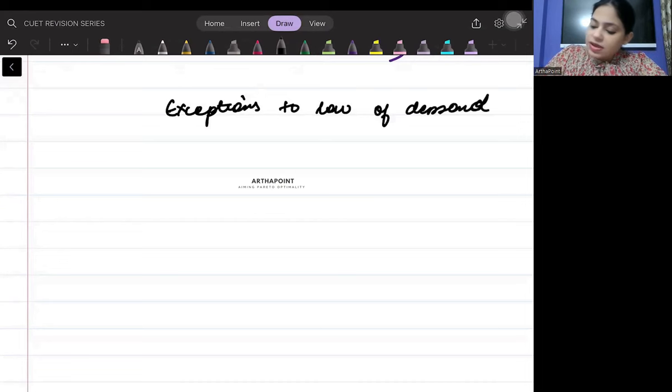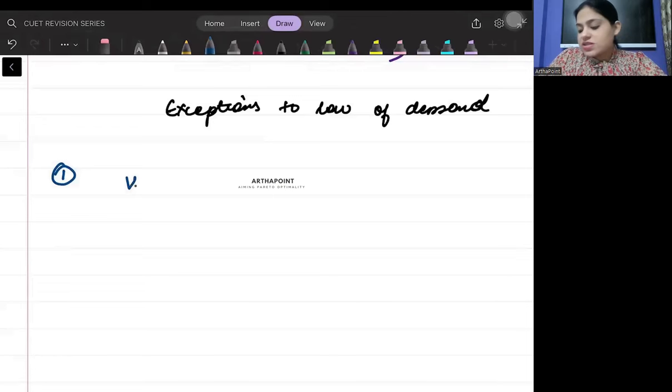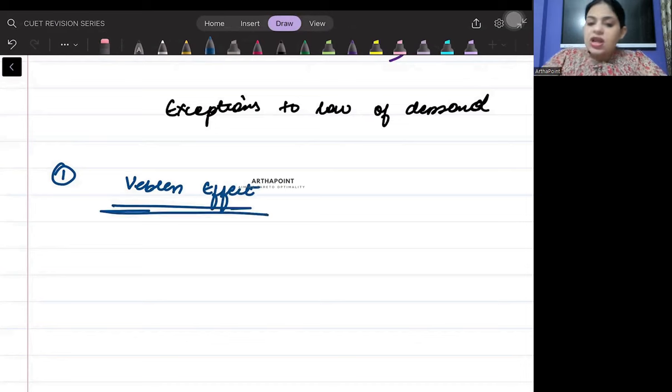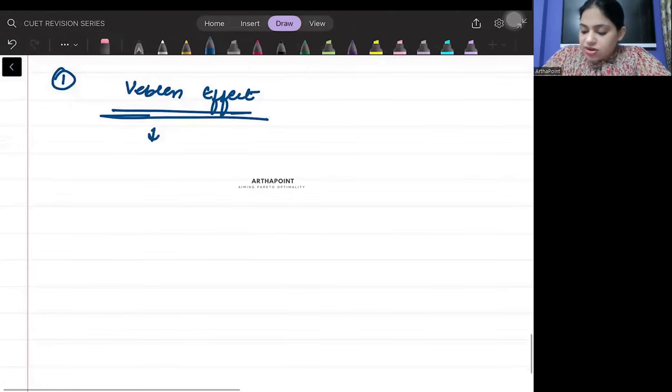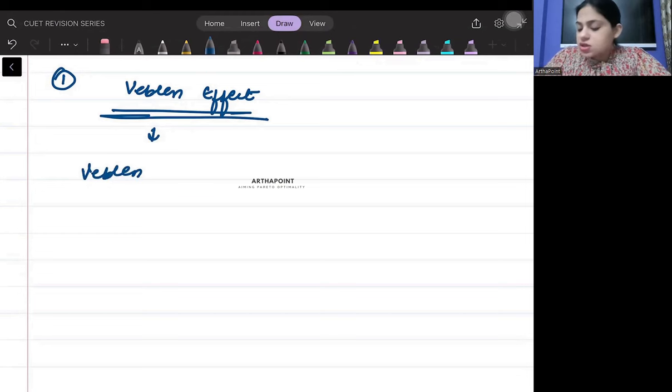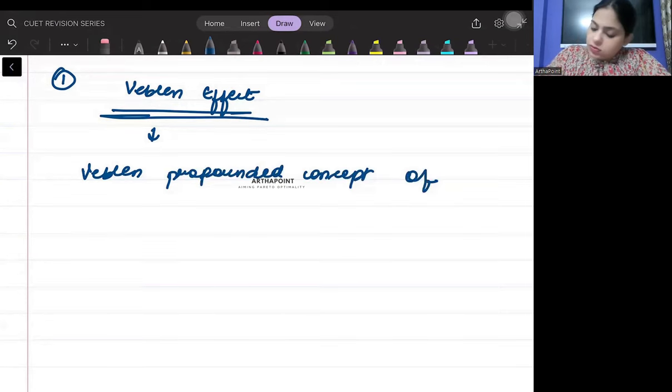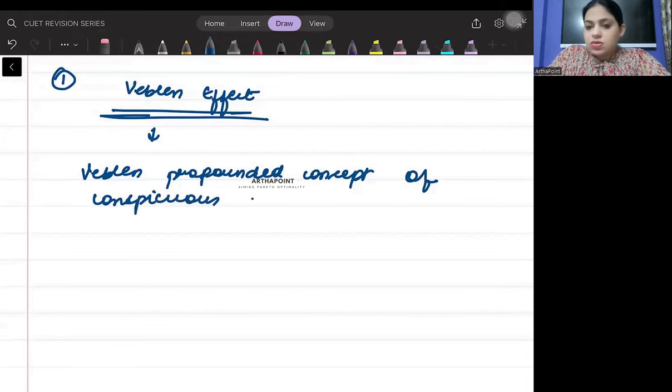Right, beta? Exception number 1. This is called the Veblen effect. Veblen effect, basically, propounded the concept of conspicuous consumption. What concept did he propound, beta? So write down: Veblen is an economist and he propounded the concept of conspicuous consumption.